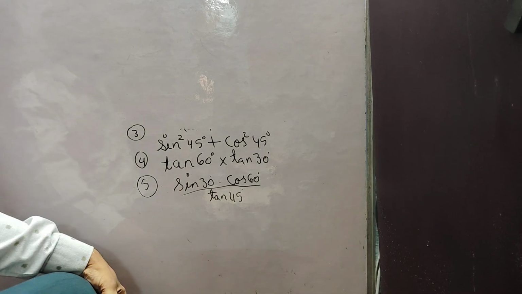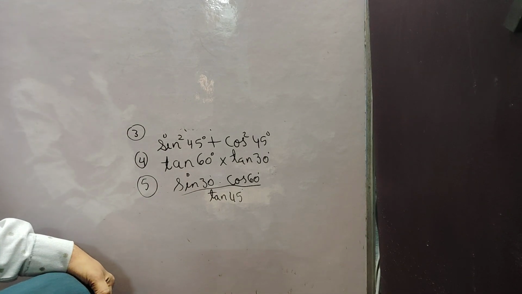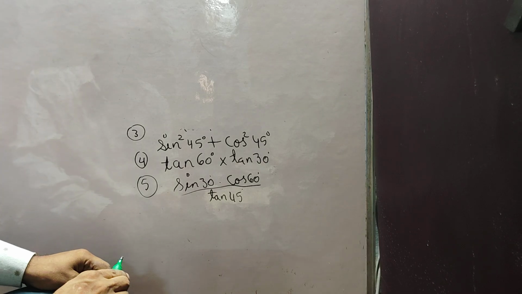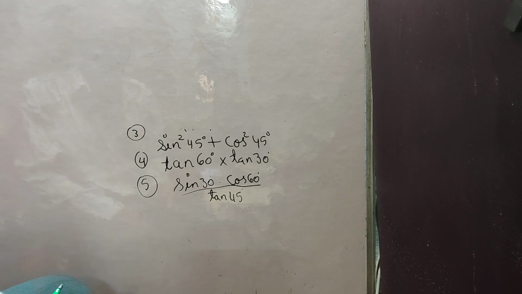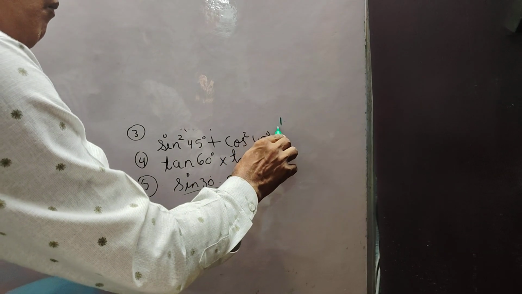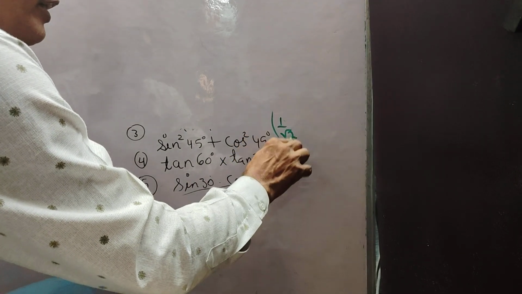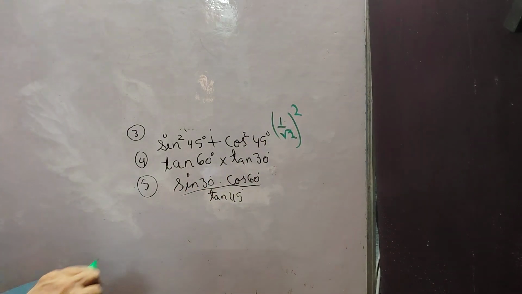Sine square 45 degree. What is sine 45? That is 1 over square root 2. And it's squared, that means that is also 1 over 2.